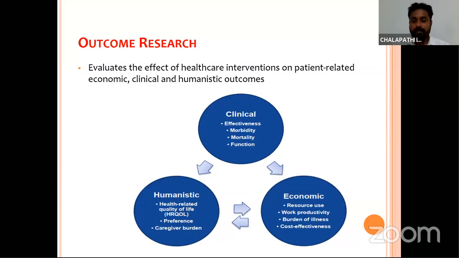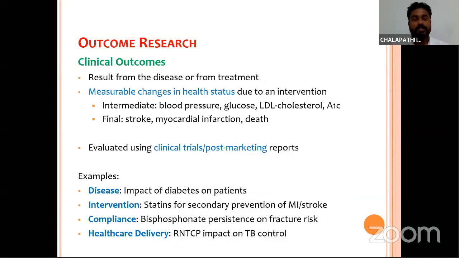Next one, clinical. I will take you one by one. Clinical outcome comes from the result of the disease or from the treatment. After you give the treatment, what happened to your patient? What improvement did he have in his disease? That is clinical outcome. And that will be measured in terms of health status.